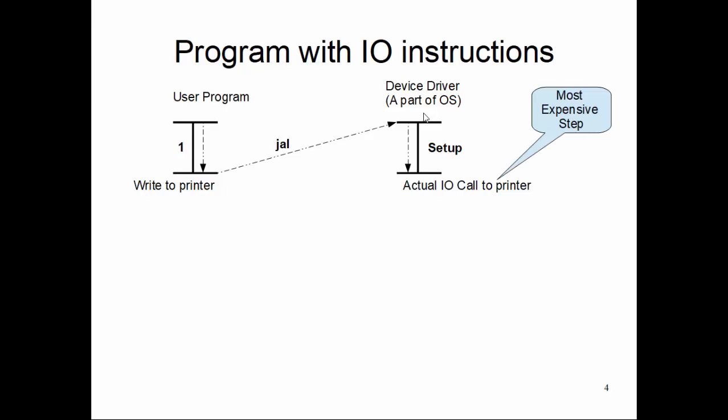After printing is done, there are completion steps to clean up registers, clean up temporary information, and so on and so forth. Details are a part of your operating system study. But this actual I/O call to the printer and actual printing is the most expensive step, because the printer operates very slowly. It's an electromechanical device, right?